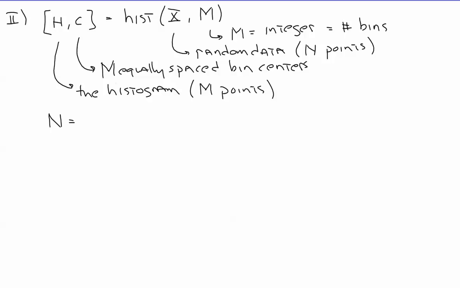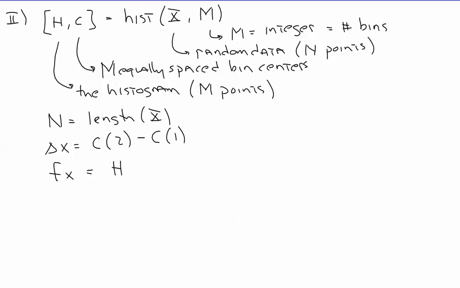Still, n is the length of x. Delta x is going to be, for example, C2 minus C1. My probability density function is then, I guess, in Matlab code, I wouldn't subscript it with a big capital X. It'll just be fx. It will be my histogram dot slash n times delta x, and then plot c comma fx. Okay.